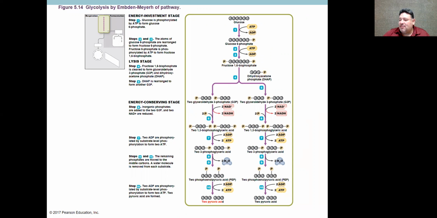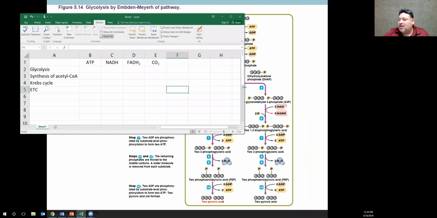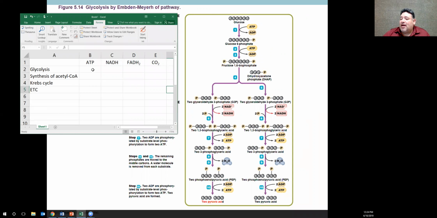Here's my accounting Excel spreadsheet. And what we're going to do is keep track of this. So in glycolysis, how much ATP do we make? Well, we made 2 plus 2. We made 4. But we had to invest 2 for the glycolytic pathway. So 4 minus 2 is 2. So at the end of the day, we only made 2 ATP in glycolysis.